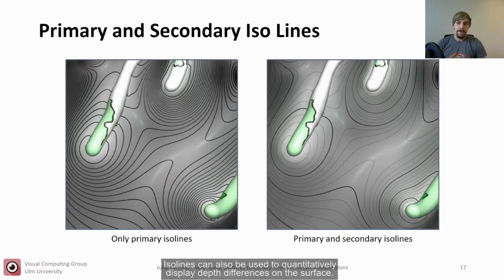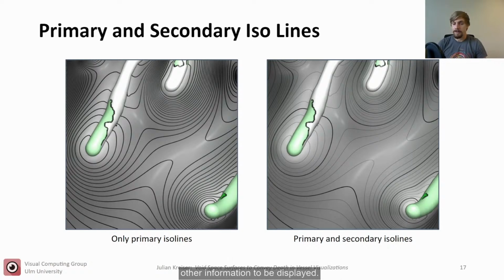Isolines can also be used to quantitatively display depth differences on the surface. Here you can see isolines with a uniform line width on the left and a mix of primary and secondary isolines on the right, similarly to the markings on a ruler. Having secondary isolines helps to reduce clutter in the image, to leave more room for other information to be displayed as well.